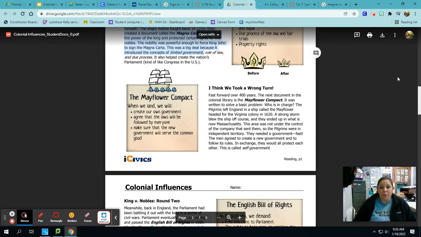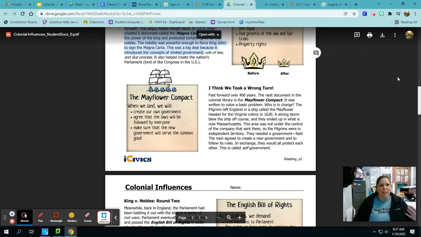So they came up with a pact, which is why they call it a compact, where all these people that were on this ship agreed that they would have self-government, which means that they would govern themselves. They didn't have to elect anybody; as a whole, as a community, they would govern themselves. They would vote on matters. They would decide things as a group.